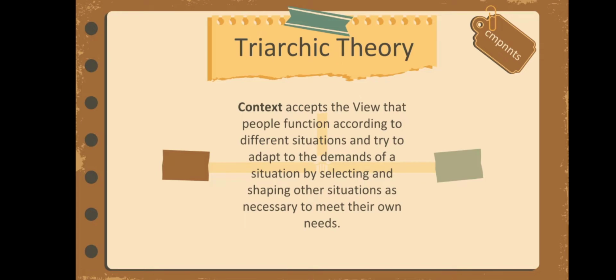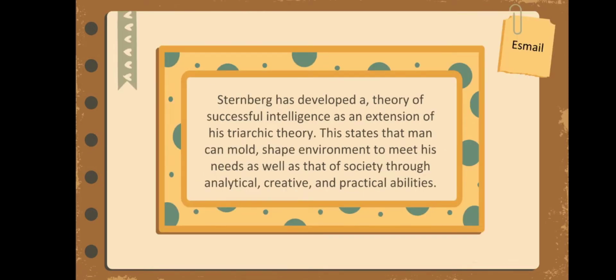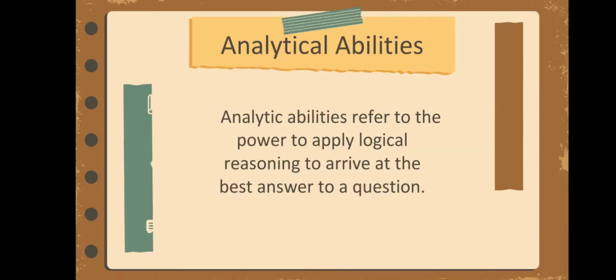Robert Sternberg has developed a theory of successful intelligence as an extension of his hierarchic theory. This states that man could shape the environment to meet his needs as well as the society's through analytical, creative, and practical abilities. We have these analytical abilities. Analytical abilities refer to the power to apply logical reasoning to arrive at the best answer to a question.